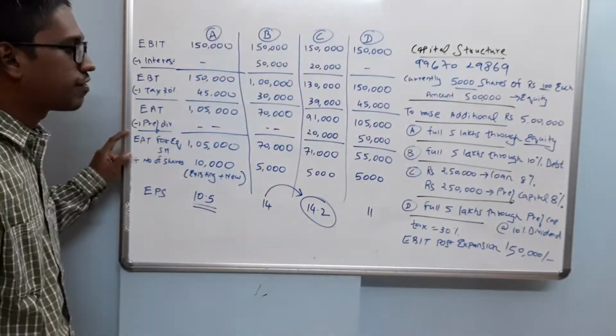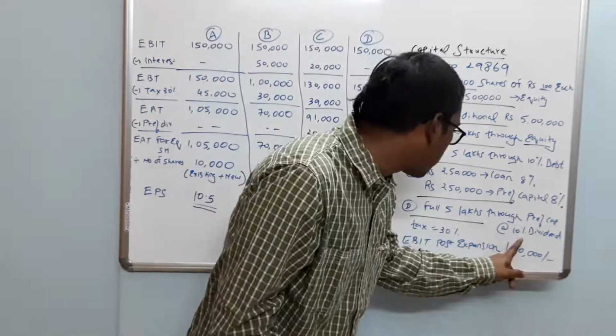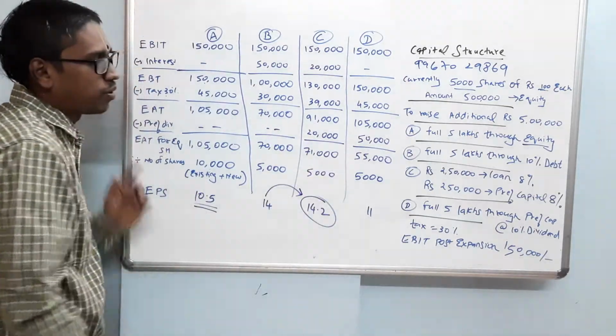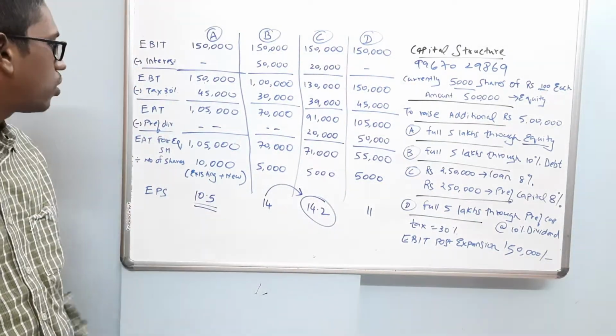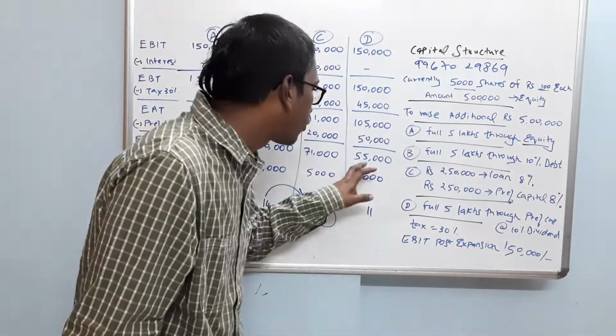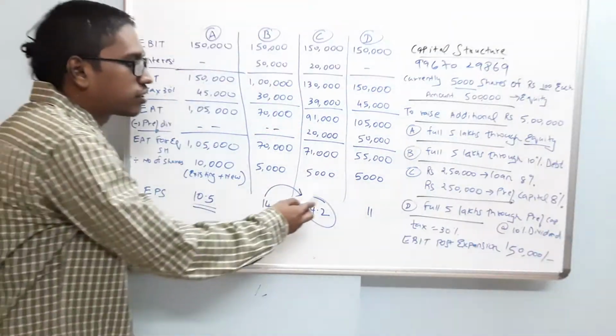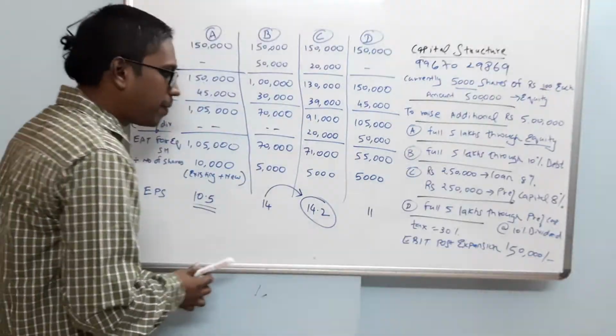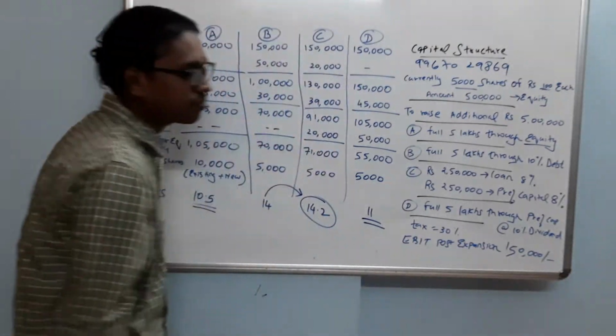Now preference dividend will be 10% of 5 lakhs. So 10% of 5 lakhs is 50,000 rupees. So what is left for equity shareholders is only 55,000 rupees. This 55,000 rupees you divide amongst the existing equity shareholders, that is 5,000, and you get an EPS of rupees 11.